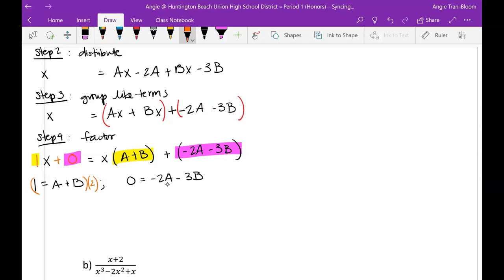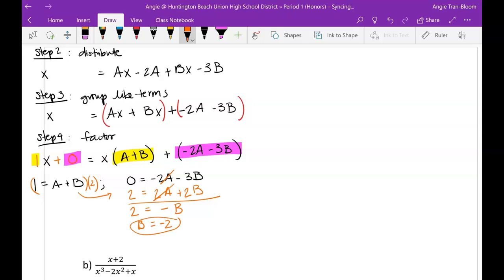When I multiply that by 2, I now have 2 equals negative 2A minus 2B. Oops, this is positive. All right, let's try that again: 2A plus 2B. So when I use elimination, the A's are gone. When I add, 2 equals negative B. So that means B is negative 2.